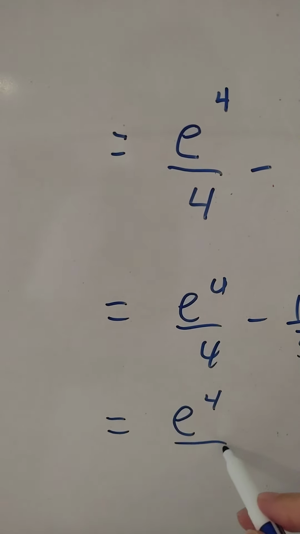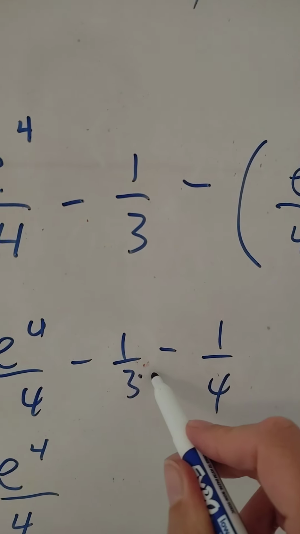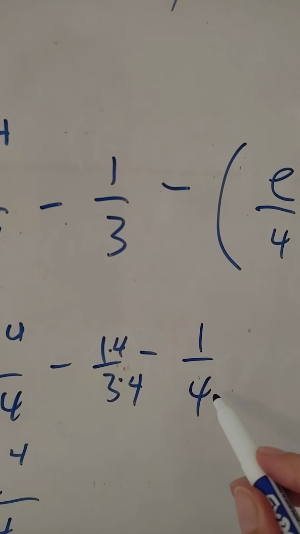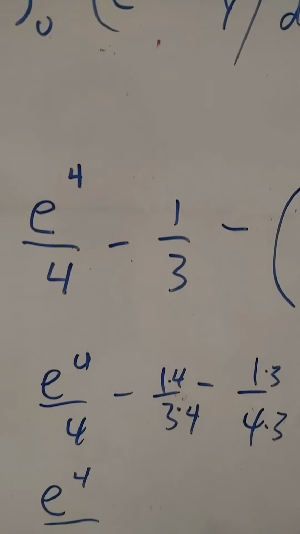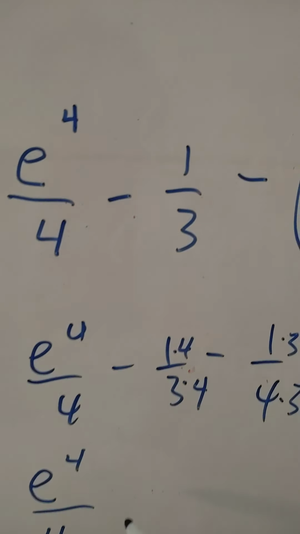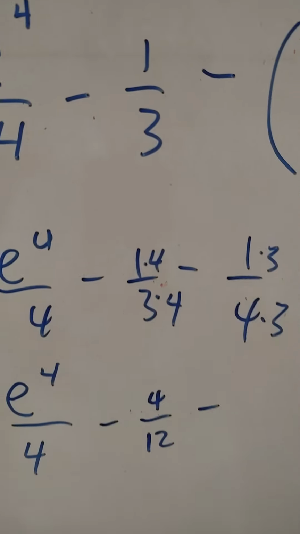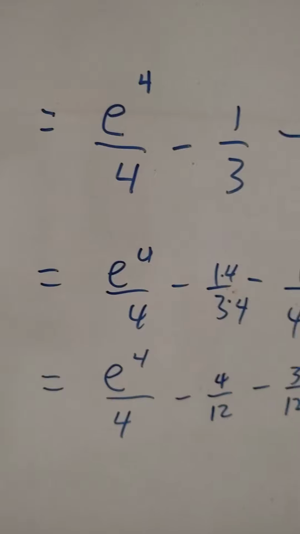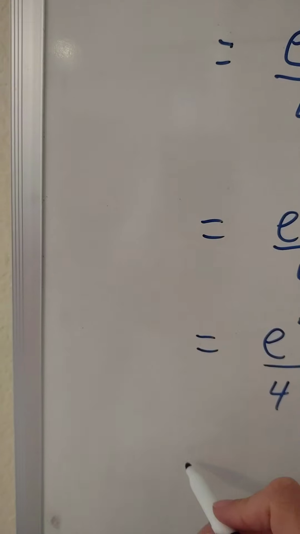So let's write e to the 4th over 4, and then if I want 12 as my common denominator, I've got to multiply 3 by 4, but whatever you do downstairs, you've got to do upstairs to get an equal fraction. 4 times 3 is 12, so I'm going to multiply the numerator by 3. So I'll just take my time here. Let's write minus 4 over 12 minus 3 over 12. So in other words, another name for 1/3 is 4/12. Another name for 1/4 is 3/12. And then we can combine like fractions.